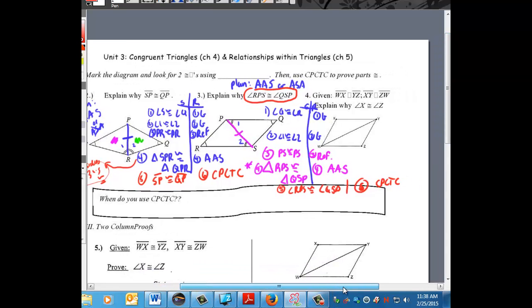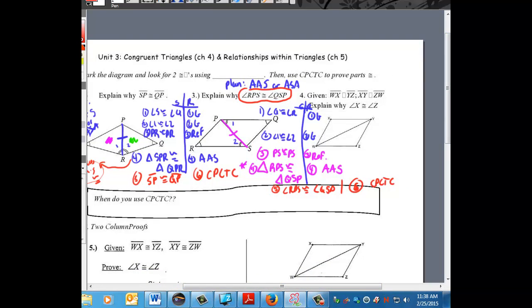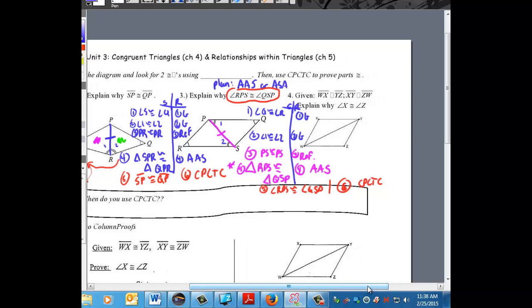Alright, next proof. On a scale of 1 to 10, this is probably about an 8.5. This proof is challenging. In this little box right here, it didn't show up right, but you were actually told that these two lines are parallel. With these lines being parallel, we don't know that they're congruent, we just know that they're parallel.